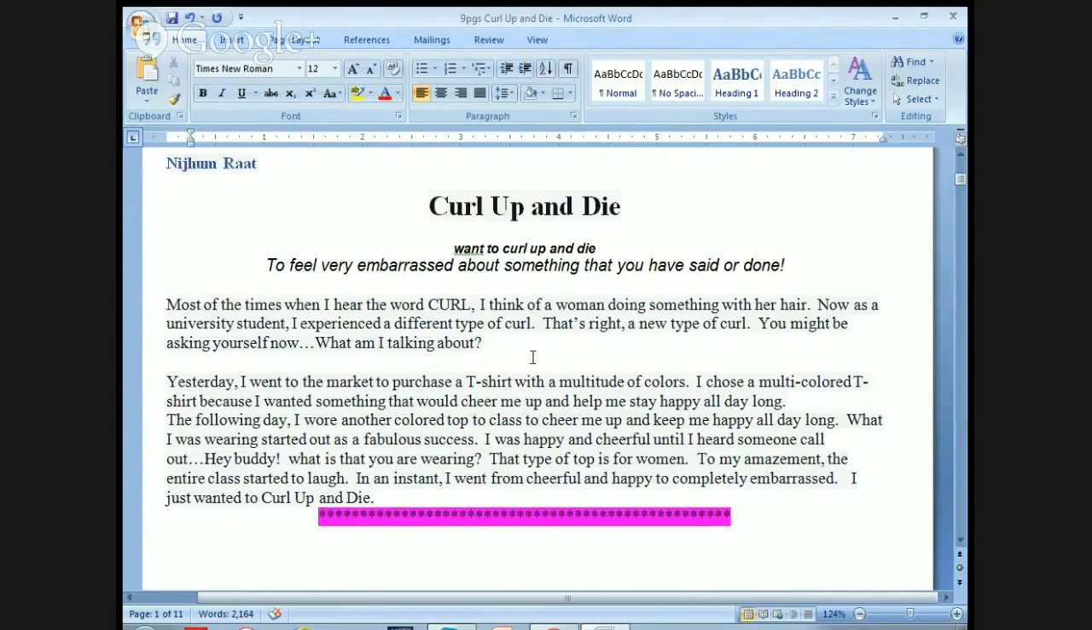As you will see from our reading today. Okay. All right, so here we are. "Curl Up and Die" by Nijm Riat. To feel very embarrassed about something that you have said or done. Most of the time, when I hear the word curl, I think of a woman doing something with her hair. Now, as a university student, I experienced a different type of curl. That's right, a new type of curl. You might be asking yourself now, what am I talking about?